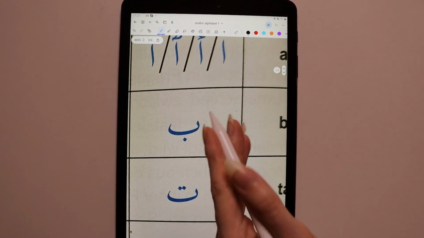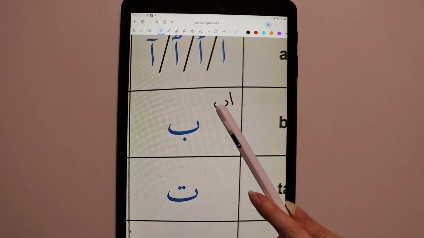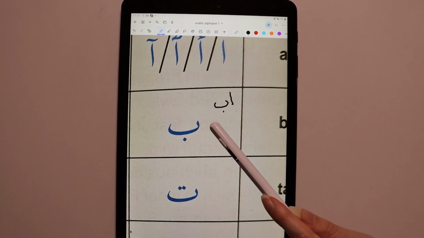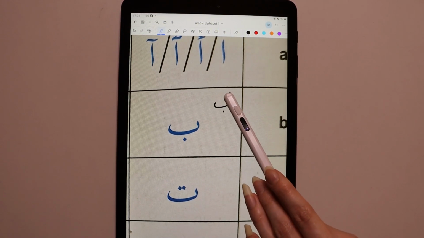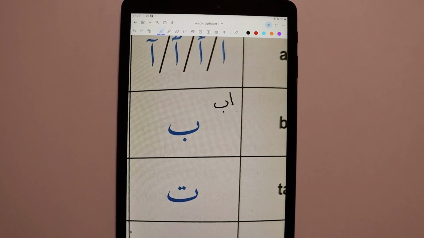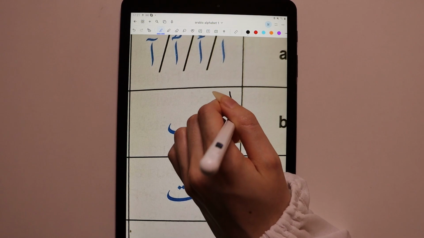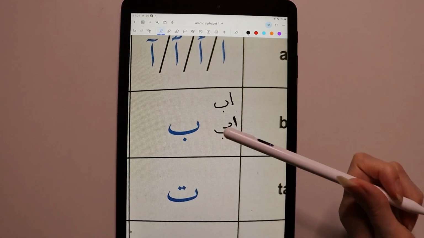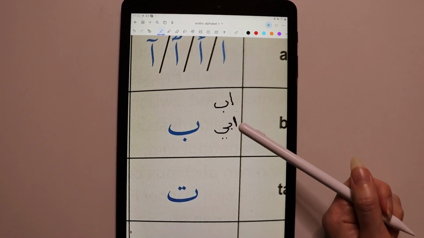So if I want to say Ab, it means father, and I write one word, but these letters are not connected because you can't connect the Aleph. But you can connect the ba. So if I want to say my father, I would say Abi. I can't write with this pen. What is this? Abi, roundabout like this. And my father is Abi, and it's still not connected.